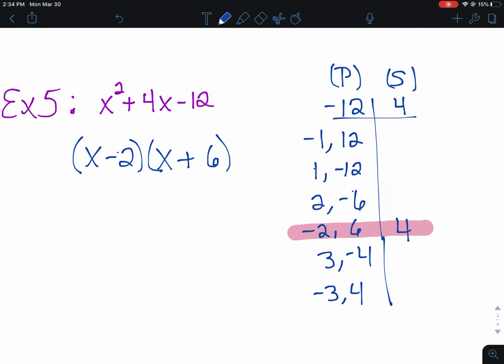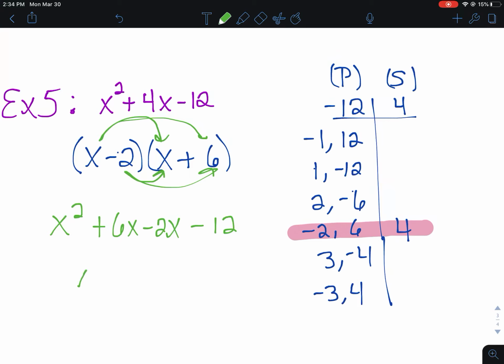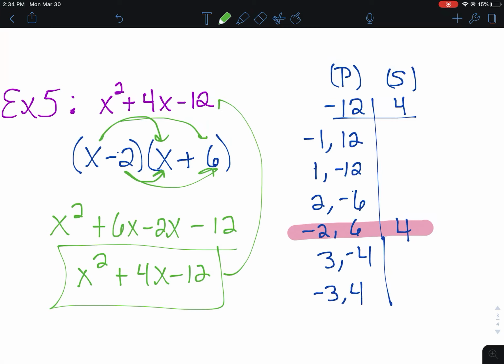If you want to check your work on any of these, you can always do it by double distributing this back together. So once I have my two factors, I could do x times x, which is x squared, x times 6, 6x, -2 times x, -2x, and -2 times 6 is -12. And that would simplify to exactly what we started with. So that's a good way to check and make sure you did it correctly.